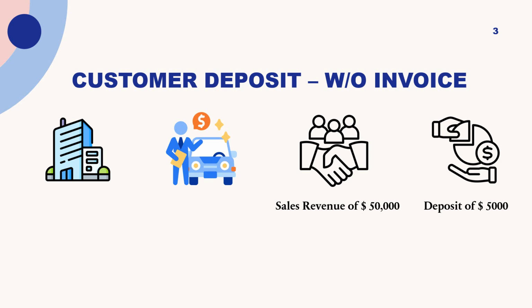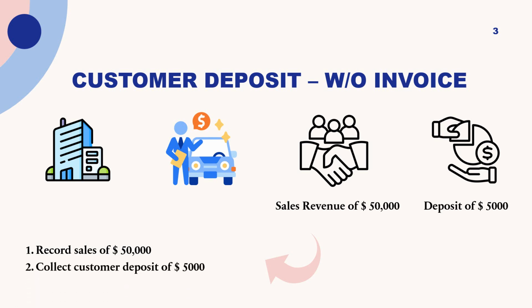So, how is the company going to record this in the accounting system step by step? Very straightforward. First step, they're going to record the total sales of $50,000 for this sales transaction. Then from there, they will be able to collect this customer deposit of $5,000 without issuing any invoice. And the last step is to issue the final invoice once the car is delivered, deducting the deposit the customer has already paid, right? So the total amount to be collected will be $45,000.